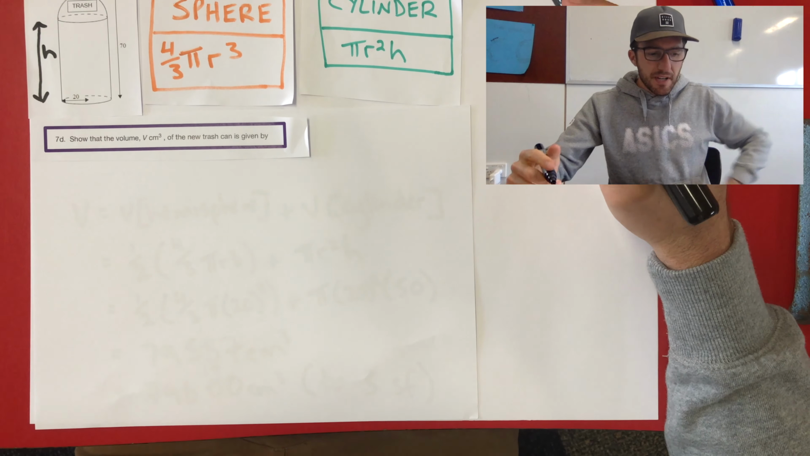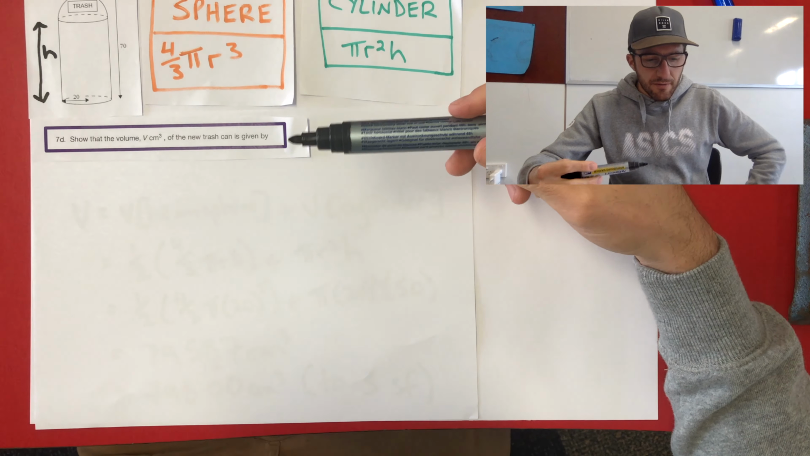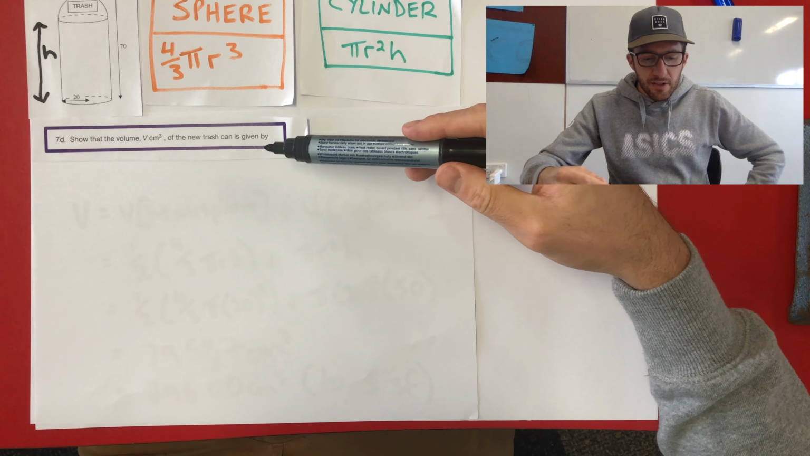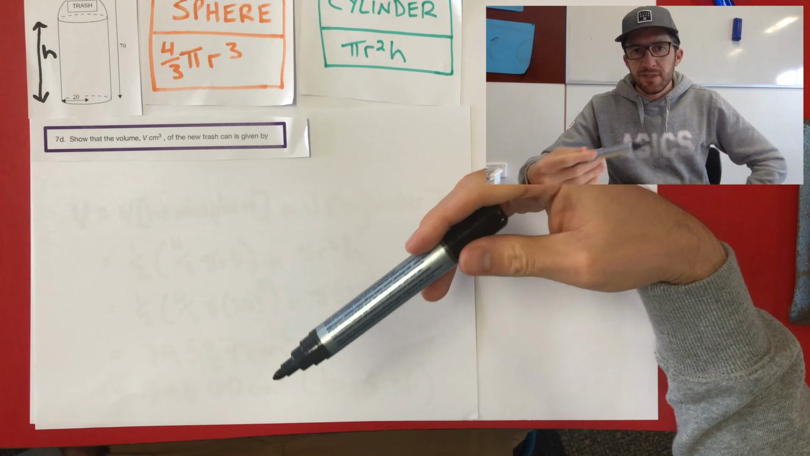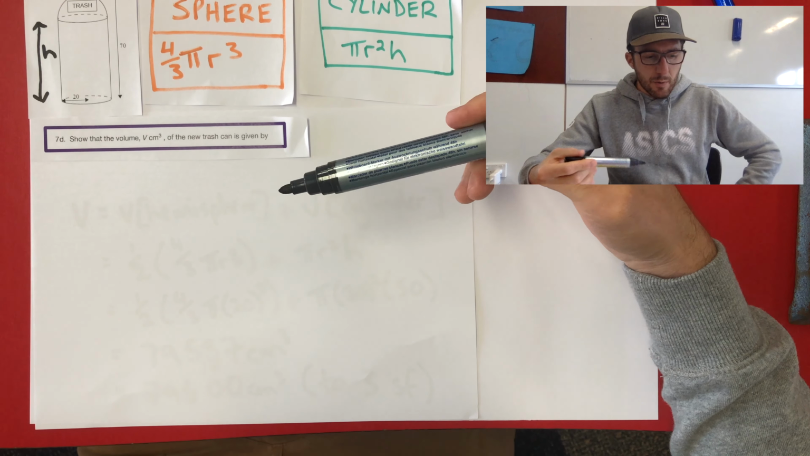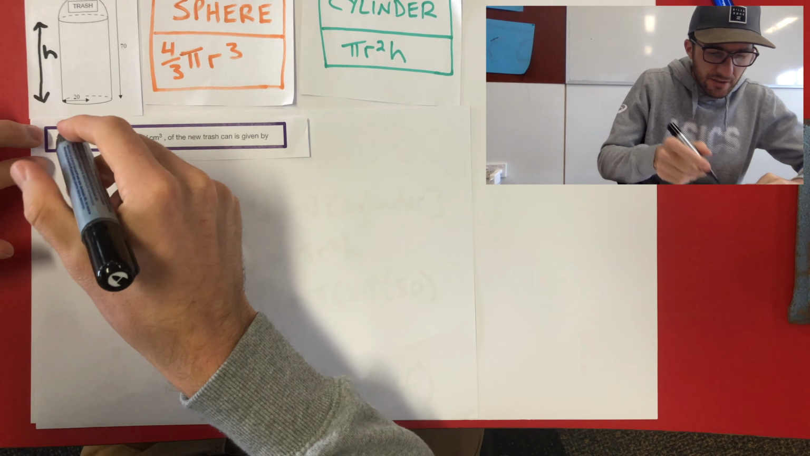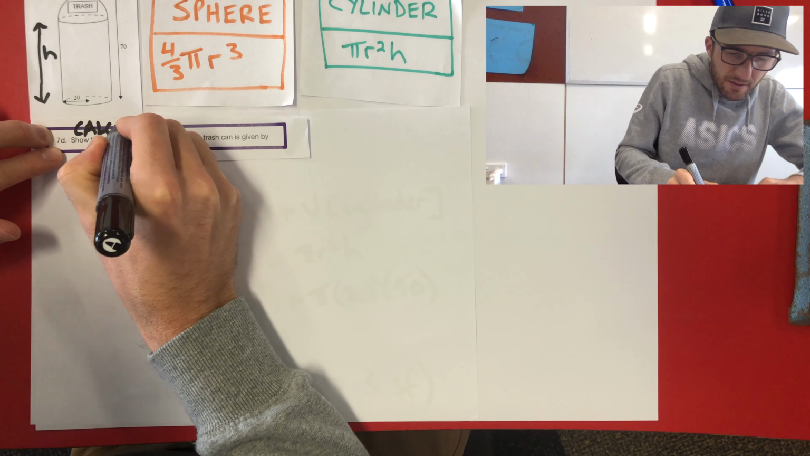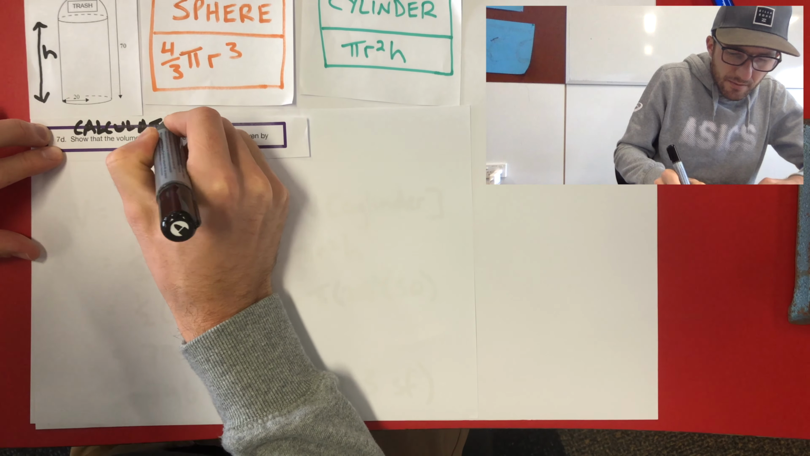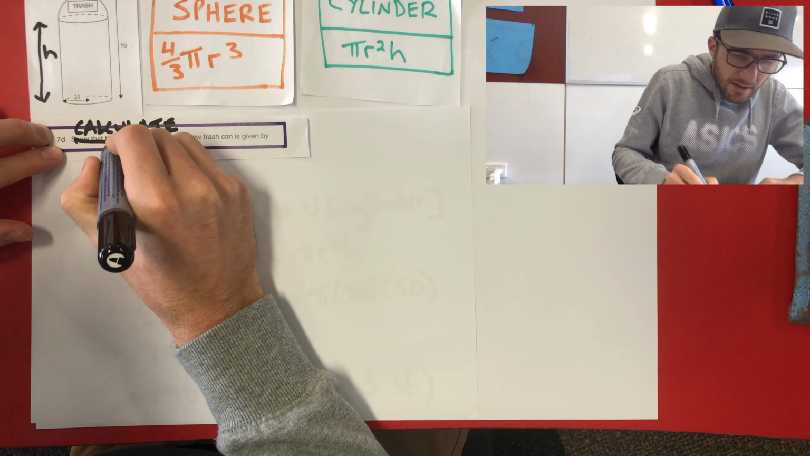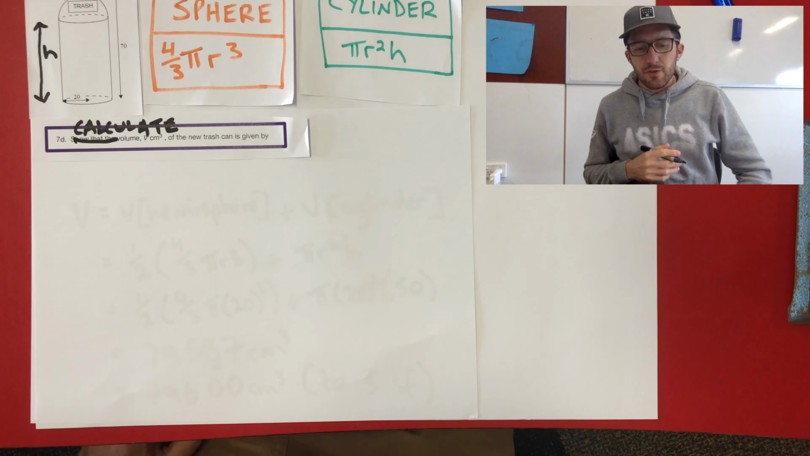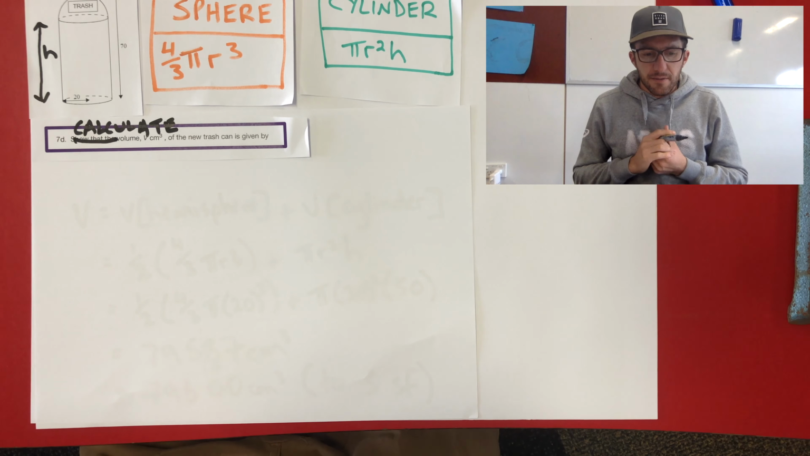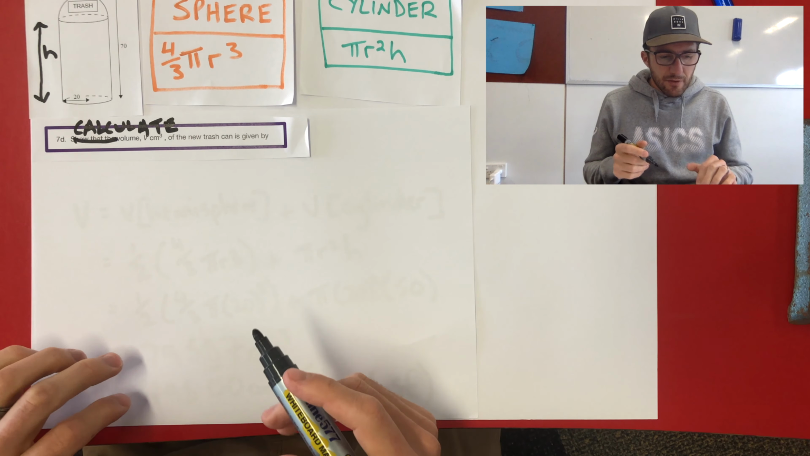All right, part D. Show that the volume of the new trash can is given by... I haven't got the rest of the question there because there was actually a mistake in this question. So we're just going to change this question to say calculate. We're going to calculate the volume of the new trash can using the information from part C.